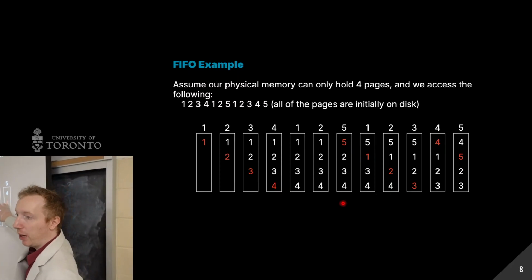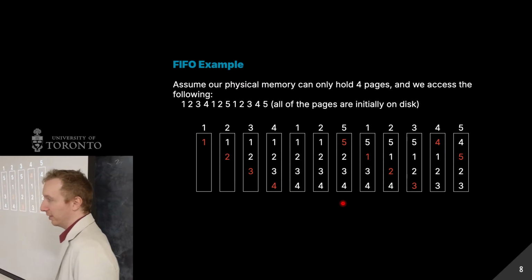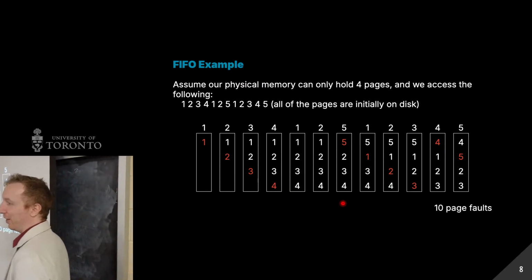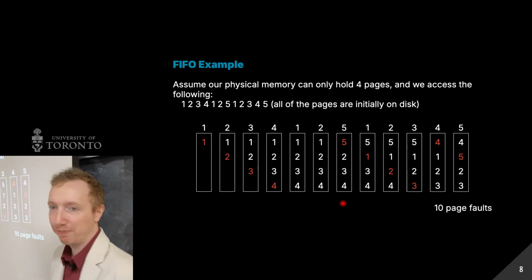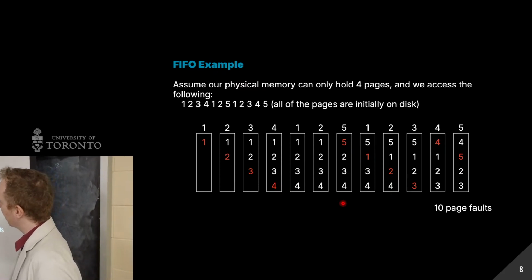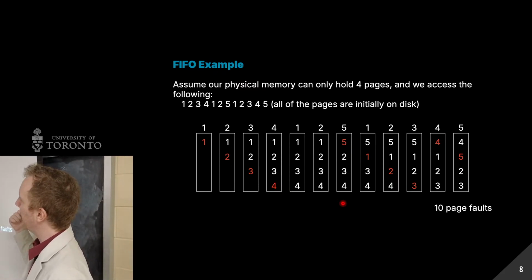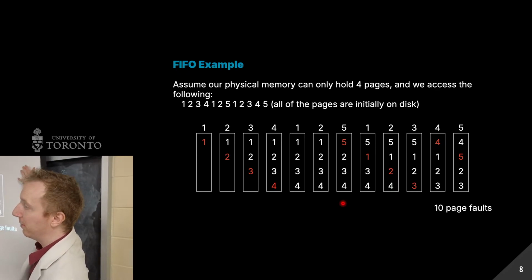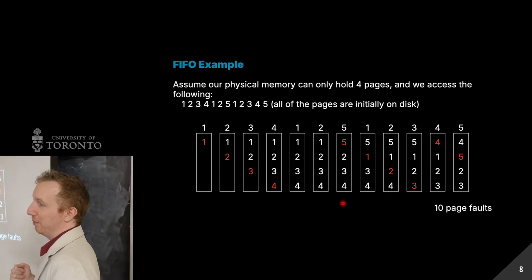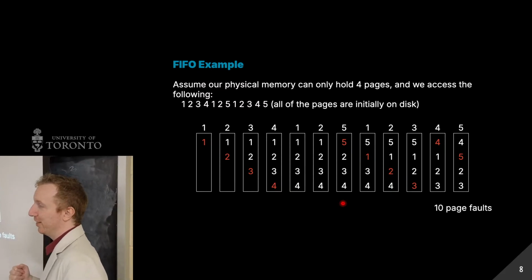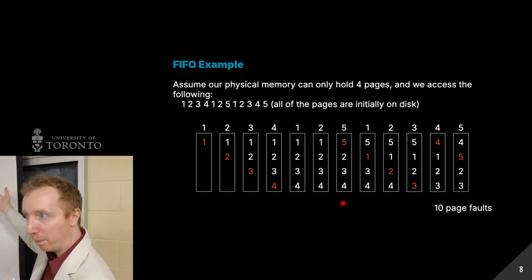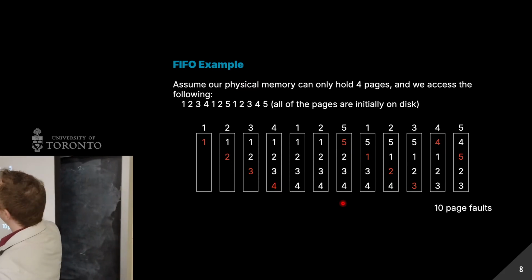So this was pretty crap, right? So how many page faults were there? 10. All right, good thing we'll have a calculator. So 10, that's pretty terrible, right? So let's have a little bit of a thought experiment. How many page faults would I have if memory could hold, let's say, 5 pages? 5, right? If I could hold 5, I would just have a page fault on the first access to every page, but I can hold them all in memory, right?